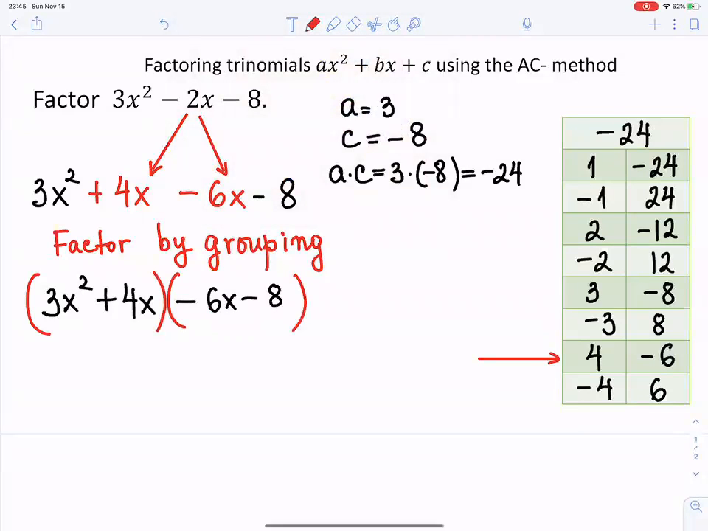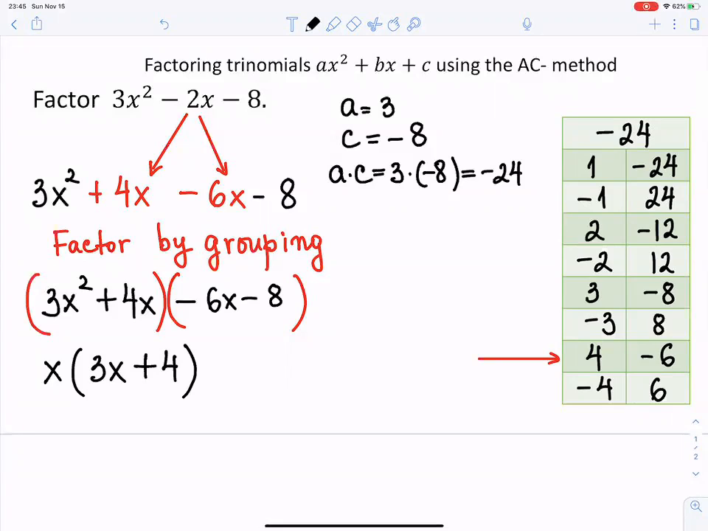And we're going to factor out the greatest common factor for the first group, which is x. 3x squared and 4x have a greatest common factor of x. 3 and 4 don't have common factors. So 3x squared divided by x is just x. And 4x divided by x is plus 4.